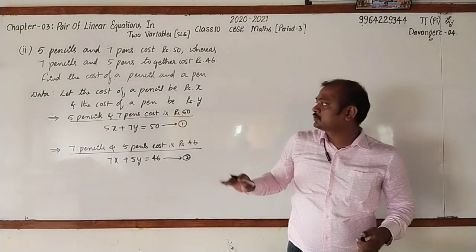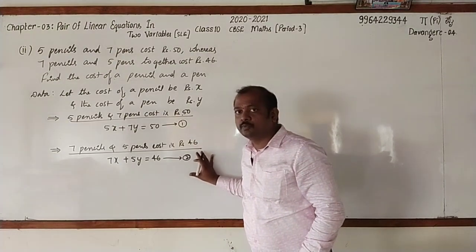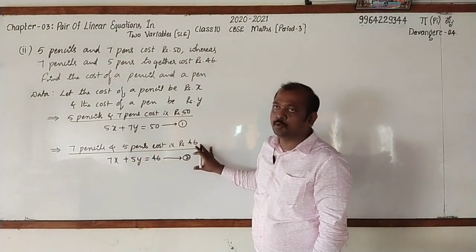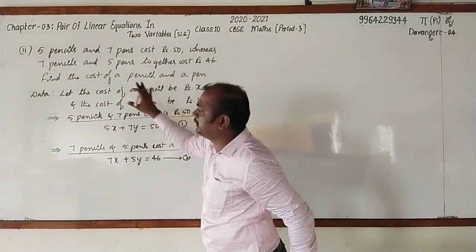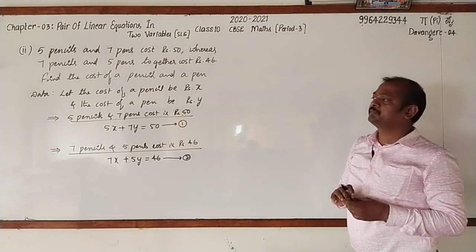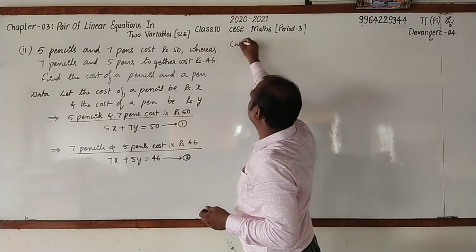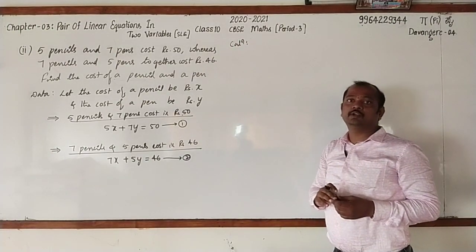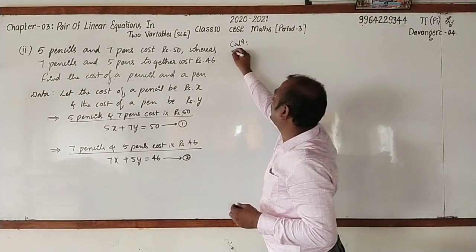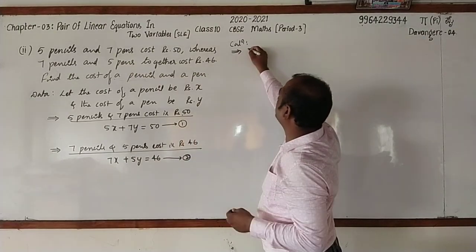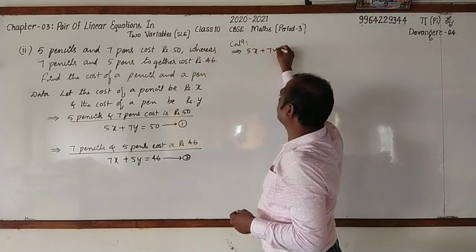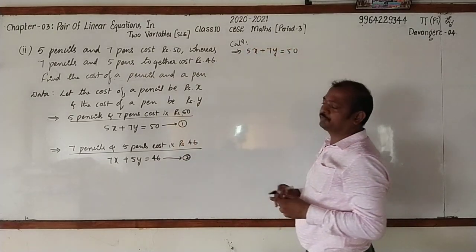So algebraically, it is over. That means the statement has been converted into equations. Let us go for representing this in a graph. Hence we need to find the coordinate points. I'll take the equations one by one. First one is 5x plus 7y equal to 50.